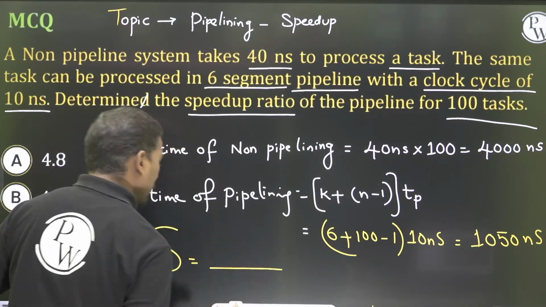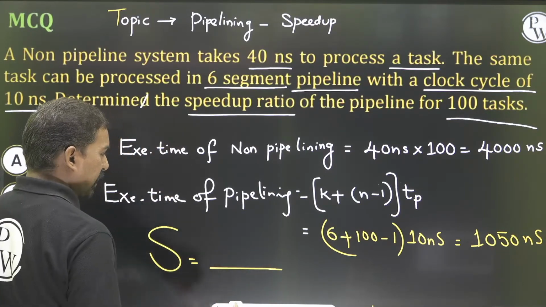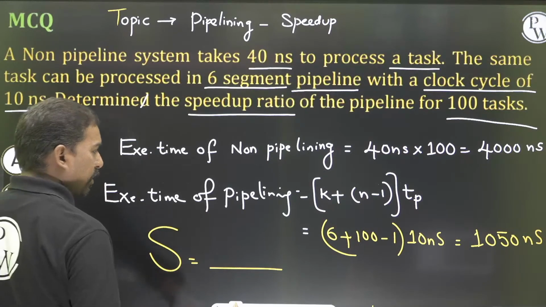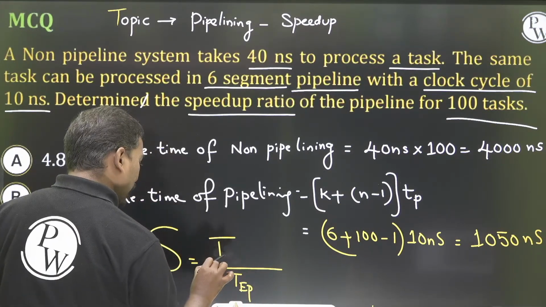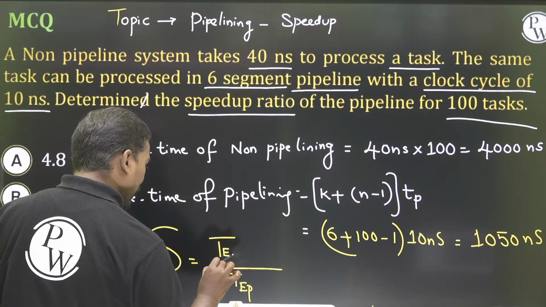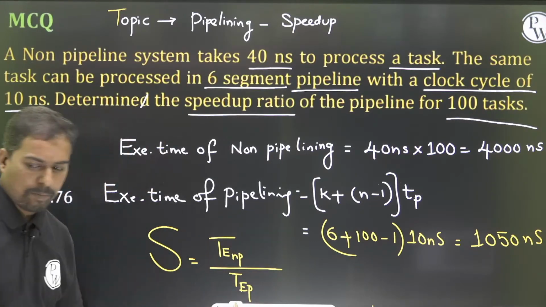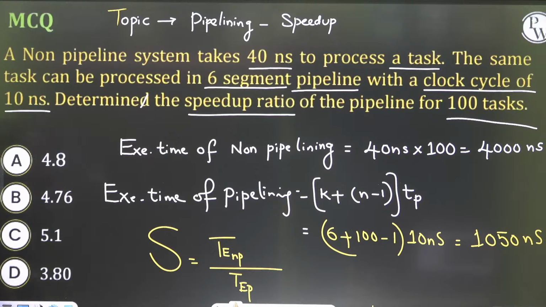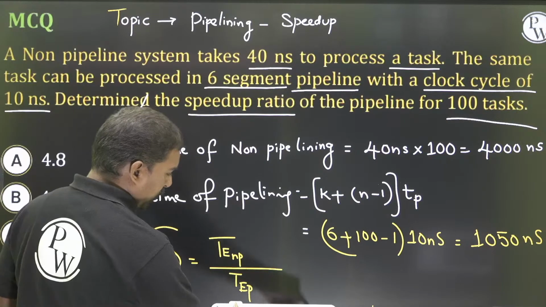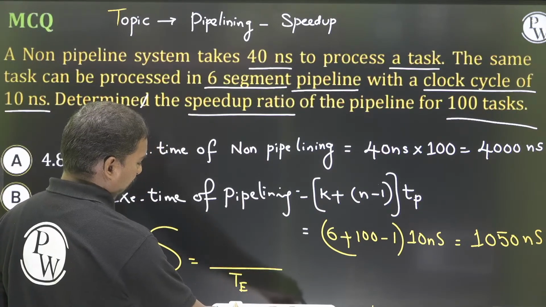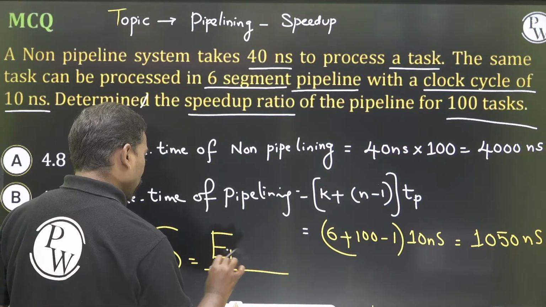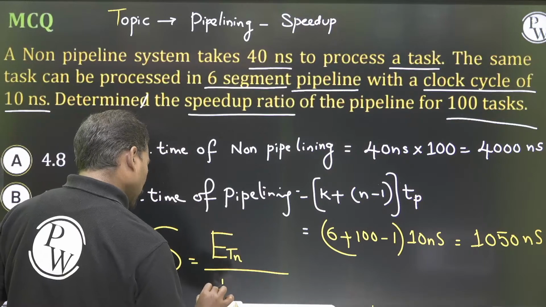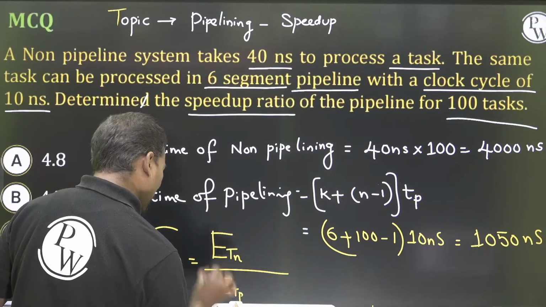Speed up ratio means what? Which is faster. This pipelining is faster. So, time of execution of non-pipelining by time of execution of pipelining. You can write it like this if you're confused. This is the execution time of non-pipelining, and this is the execution time of pipeline.